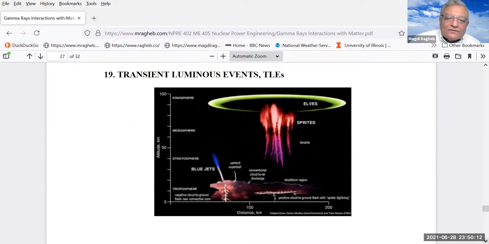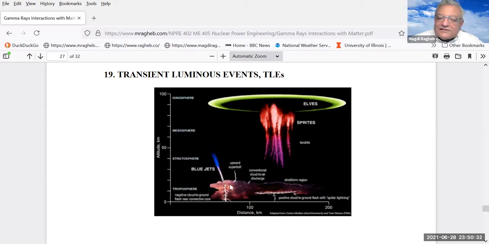One of them is, they really have names now. You can only observe this if you are in a satellite like the International Space Station. And these are phenomena that happen above the troposphere. The troposphere is where the weather phenomena occur.